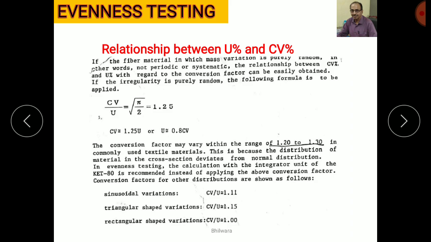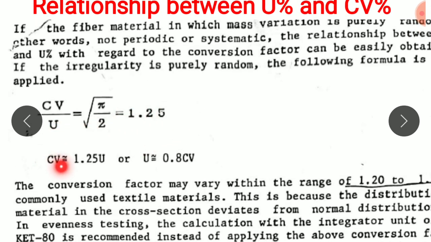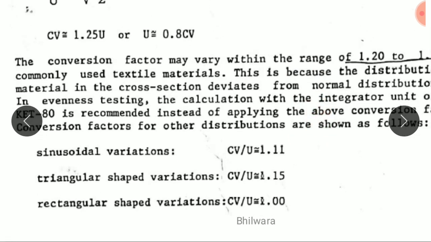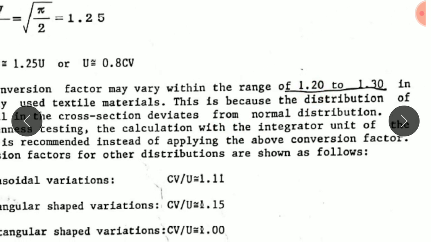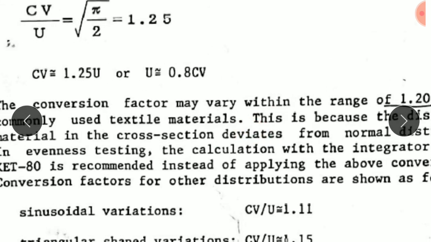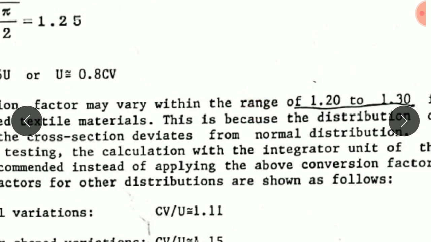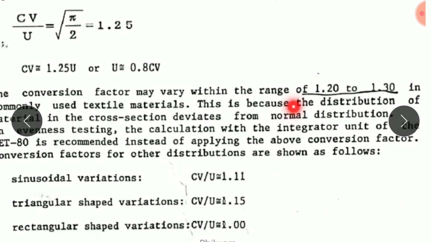The relationship between U percent and CV percent we had discussed earlier: if variations are randomly distributed, in that case CV is equal to 1.25 into U. However, if the variations have a particular pattern, not random deviations, in that case the value can be between 1.2 to 1.3, meaning instead of 1.25, the value may change from 1.2 to 1.3, because the variations consist of random variations as well as periodic variations.